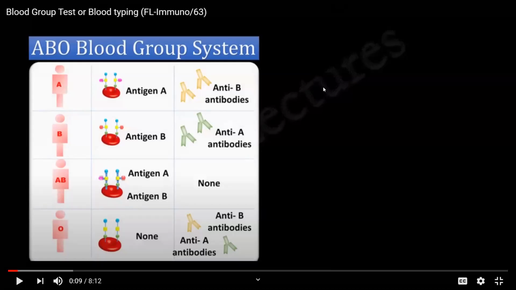We need the sample, that is a drop of blood, which is put on the slide, and the rest of the things that are required is the kit which has the antigens that are required to be added to those drops of blood. Now with this video you'll get to know how it is done.